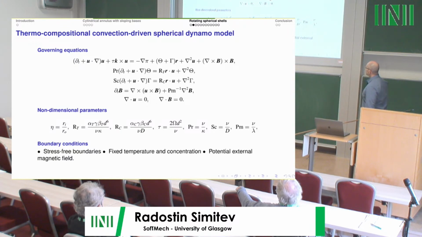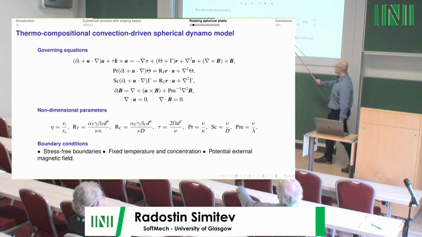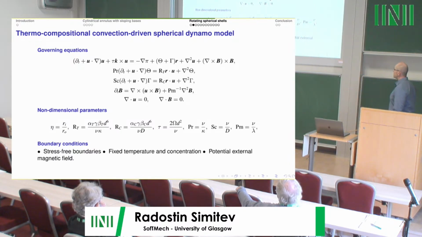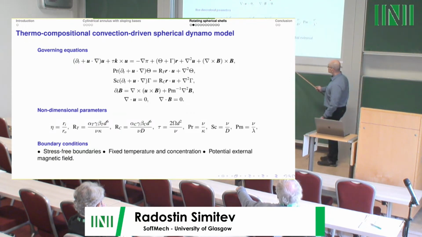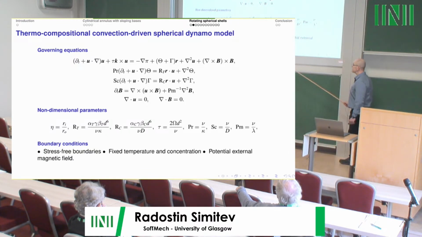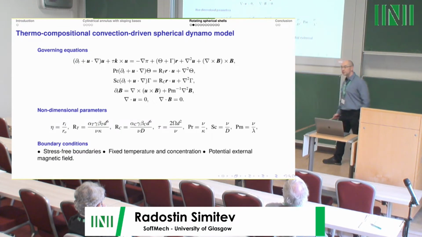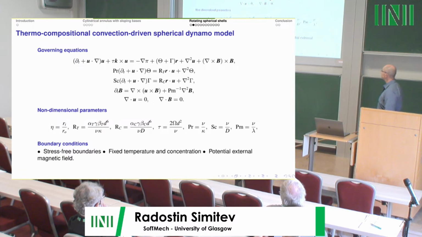Right, another thing that I might mention is that some of the results are written in terms of the Coriolis number, which is 2 over the more familiar Ekman number that many models use. Stress-free boundary conditions, again, fixed temperature and concentration at the outer and inner surface. And in the cases with magnetic field, we consider a potential magnetic field at the exterior.